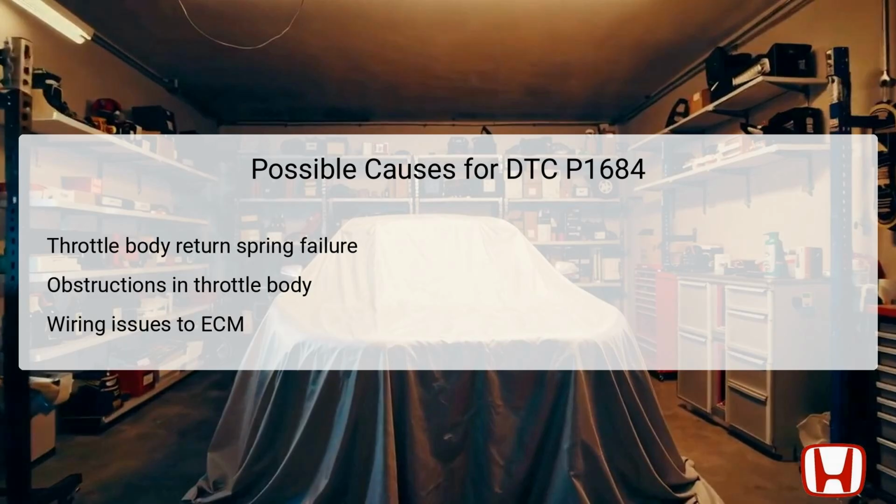Another potential cause is obstructions within the throttle body itself, which could be due to carbon buildup or other contaminants hampering the valve's movement. Thirdly, wiring issues to the engine control module, or ECM, may cause erroneous readings or prevent the throttle position sensor from relaying accurate information. It is crucial to conduct thorough checks to isolate the problem effectively.